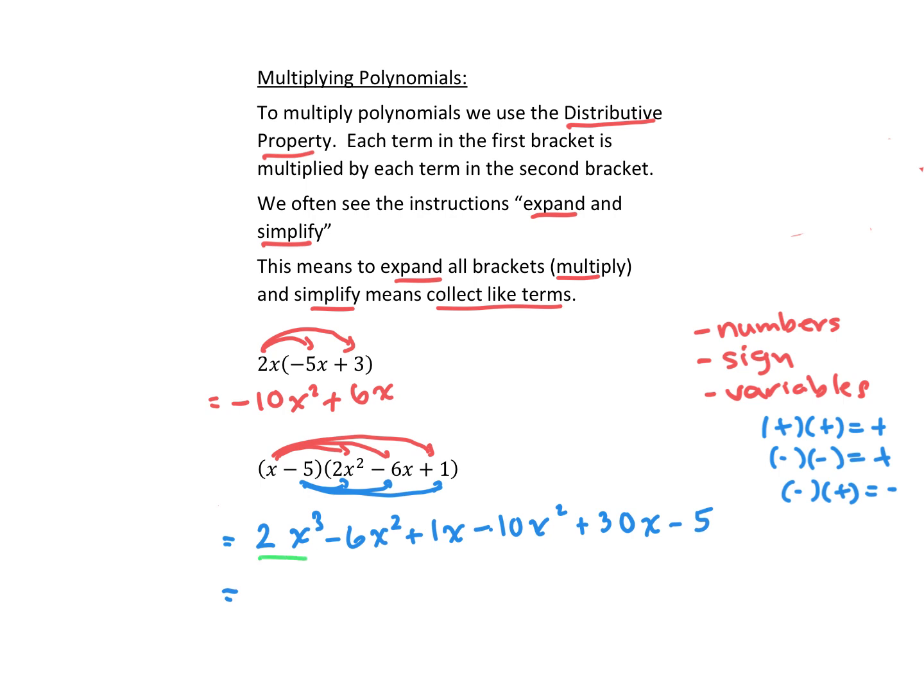So are there any other x to the power 3? No, I do not see any. So 2x to the power 3. X squares, I see some there. So we'll add the coefficients of negative 6 minus 10, which is negative 16 x squares. We have an x and an x there. So 1 plus 30 is 31. And then we have this number all by itself, this constant, which is negative 5.